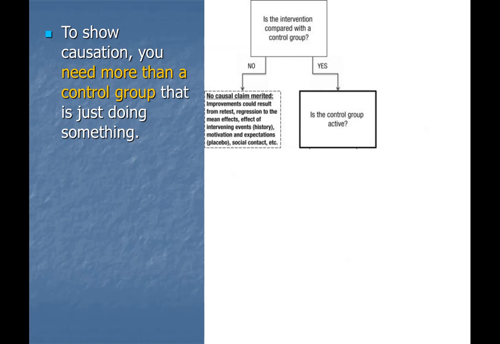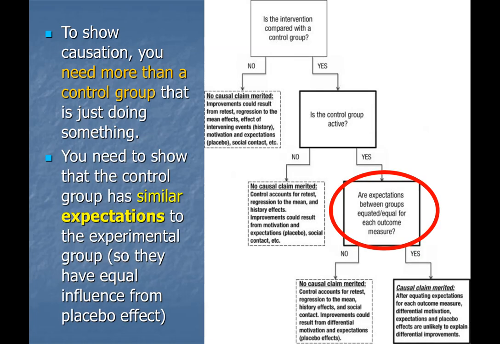To be a fair comparison, we need the control group to be doing something for the same amount of time. So if we say no, there's not an active control group, they were just sitting there, they're not really a control group. It's not a good control group, even though the experimenters might say they had a control group. It's not a proper control. So once again, we'd say causation claim is not merited. We can't talk about causation in that case.